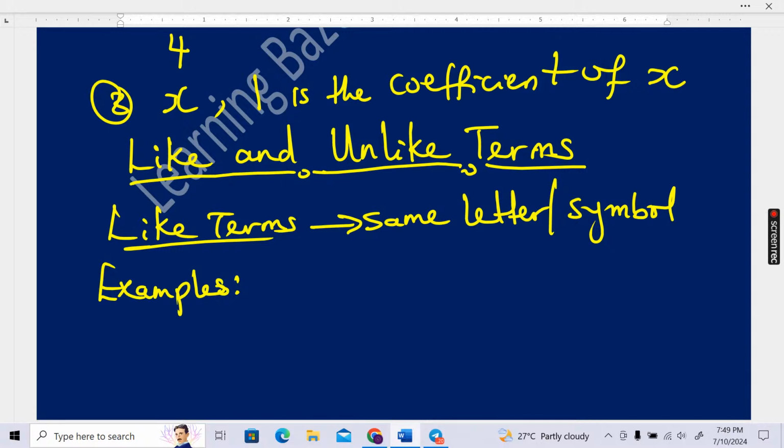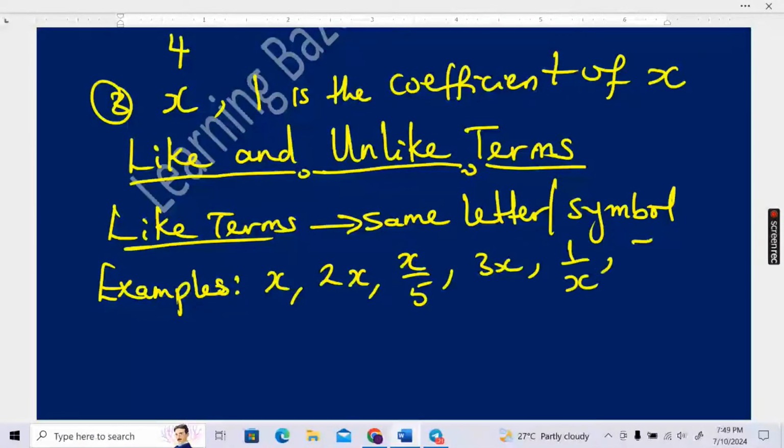Make sure you're listening to what we are learning. These are examples of like terms. X, 2x, x over 5, 3x, okay? 7x. You can see that all these terms, we call them terms.